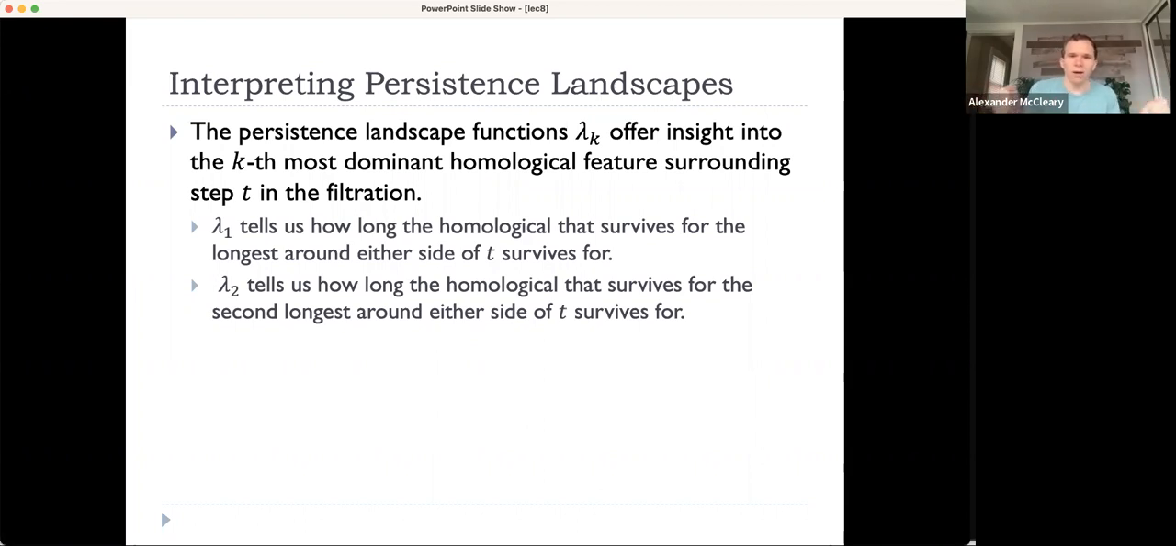Lambda2 is going to tell us how long the homological feature that survives for the second longest on either side of t survives for. Lambda3 is going to tell us about the third longest feature around t, and so on and so on.